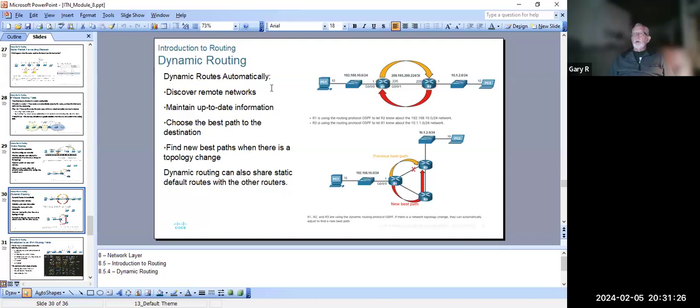To learn routes automatically, we are going to learn them generally from another router. What the other router is going to do, through what's called a routing protocol, is communicate between these two routers. The routers will tell each other about networks that they know about, and then each router can keep the other router updated as network availability changes.